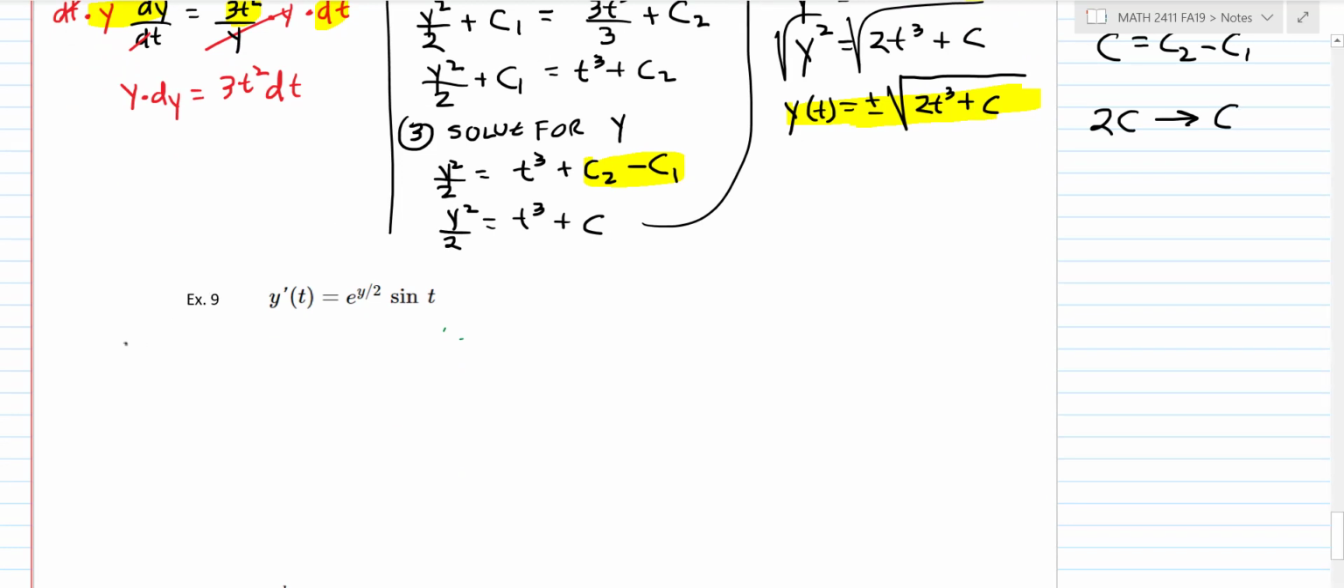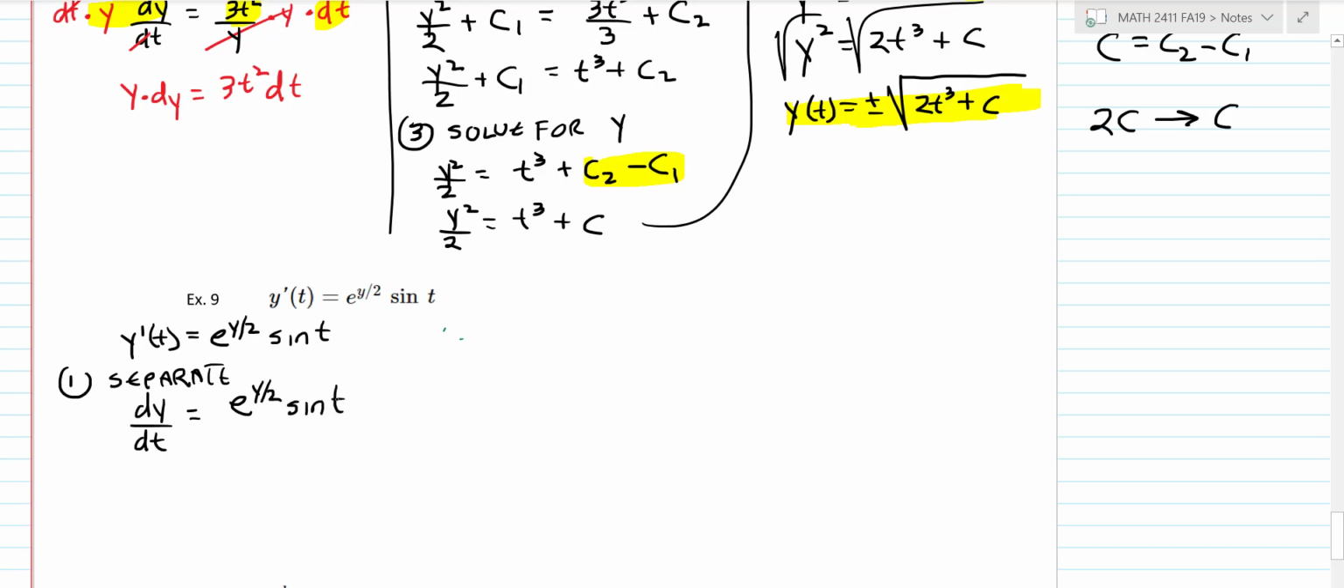Okay, let's look at the next one here. This one, we've got y prime of t is equal to e to the y over 2 times sine of t. The first thing I like to do is separate the variables. That's why we call this a separable differential equation. So I like to write this as dy over dt equals e to the y over 2 times sine of t. We need to see if this is separable, so we need to get the y's together and the t's together.